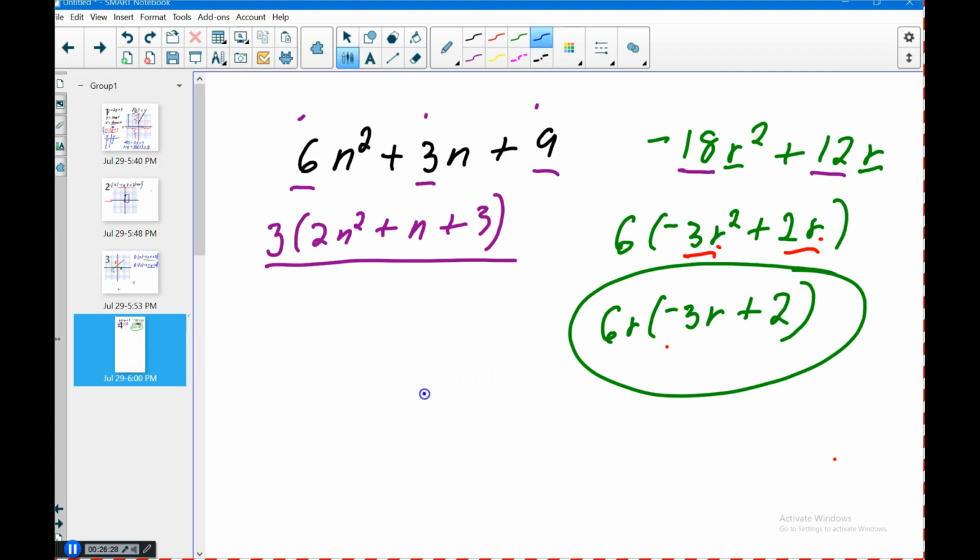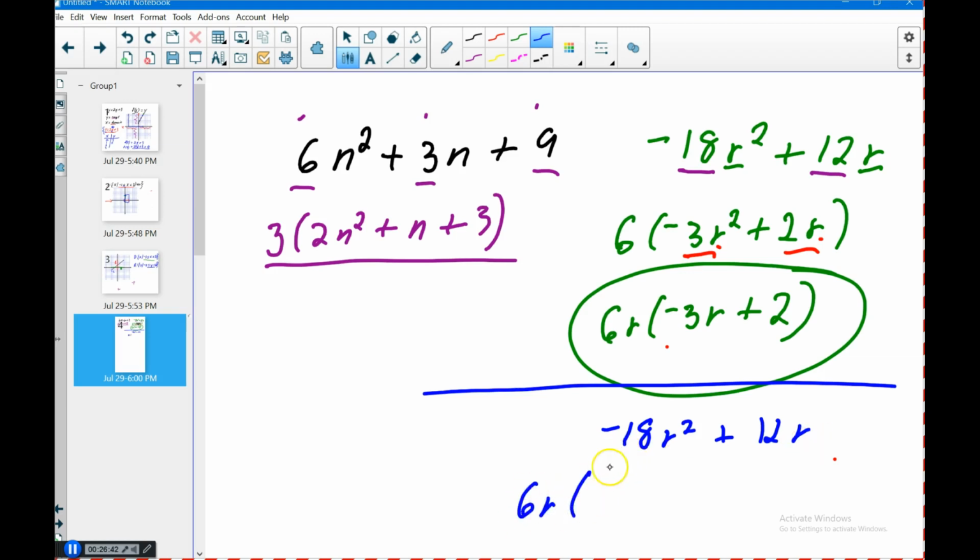If you get really good at it, and you look at it, so minus 18R squared plus 12R. It's always 6 is common, and so is R. So you can just take the 6 outside right away, and the R right away, and say 18 divided by 6 is going to be negative 3. R divided by R is going to be R, plus 12 divided by 6 is 2, and the R's are gone. You can do it in one step.